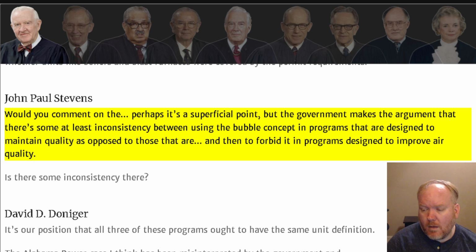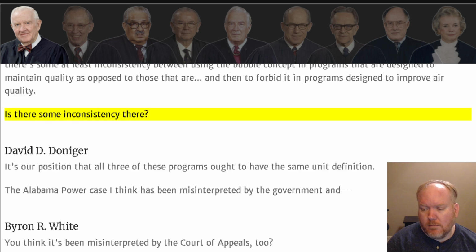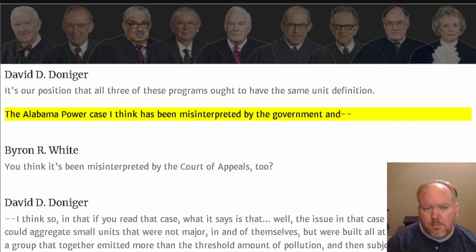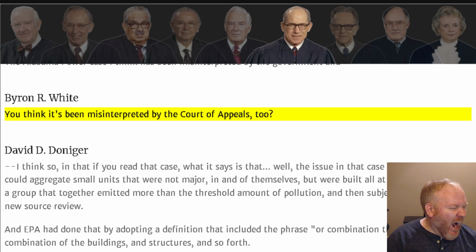Programs designed to improve air quality. Is there some inconsistency there? It's our position that all three of these programs ought to have the same unit definition. The Alabama Power case, I think, has been misinterpreted by the government, and misinterpreted by the Court of Appeals too?